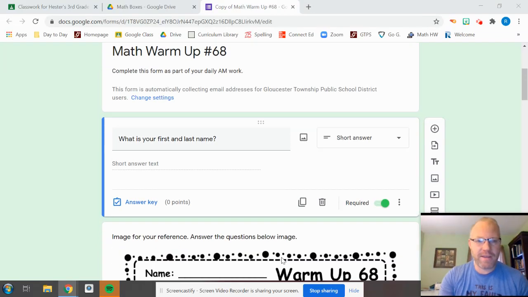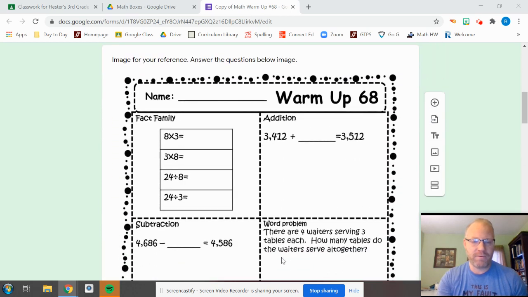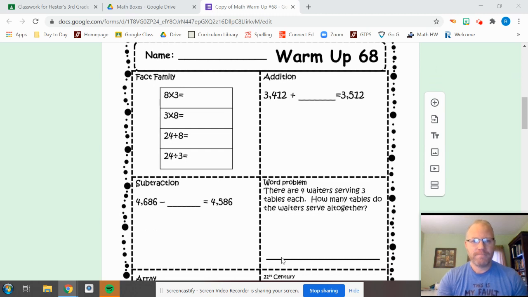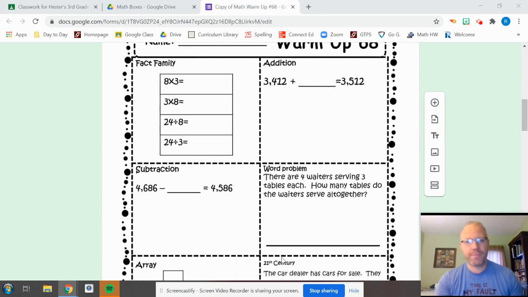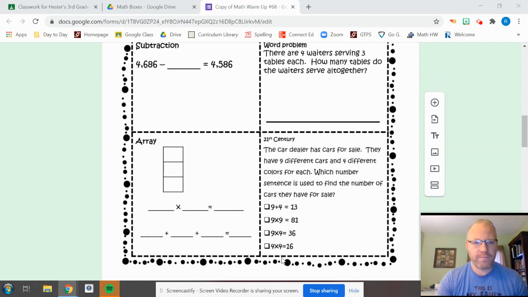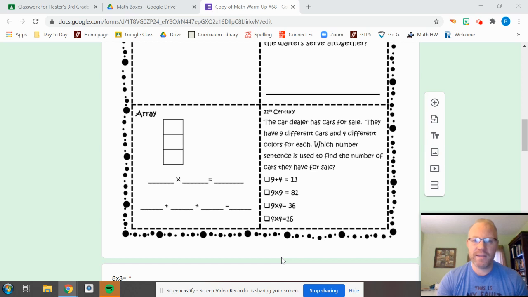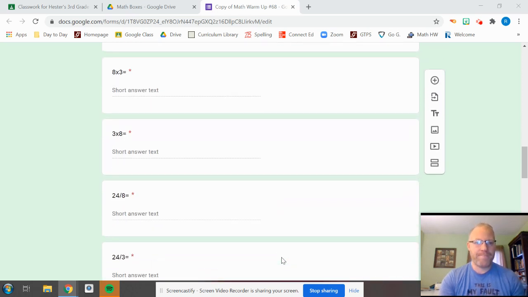As we get started today, make sure you start by putting your name on your document and then pull out a pencil and a piece of paper. We're going to be looking at the fact family 8, 3, 24, addition, subtraction, a word problem, what an array looks like, and a challenge problem.